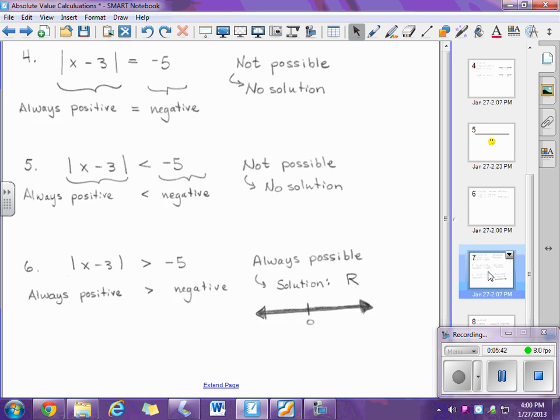Example 6 has an absolute value of x minus 3 greater than negative 5. Now, absolute value is always positive. Something that's always positive is always greater than any negative number. So this is always possible. Our answer is going to be the solution set of all real numbers. So we can use big R, and we're going to color in the entire number line. So everything makes it true.